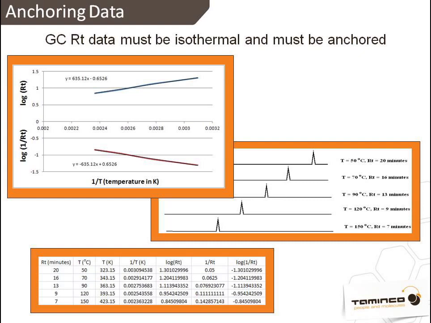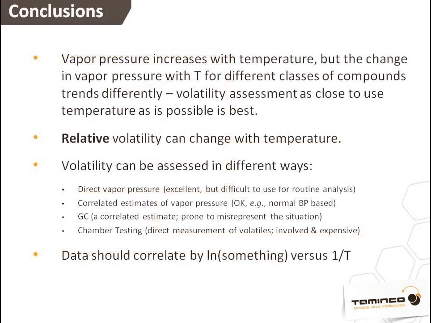So then, in conclusion, I would say that vapor pressure increases with temperature. We know that. But the change in vapor pressure with temperature for different classes of compounds trends differently. And volatility assessment as close to the use temperature as is possible is the best option. Now, relative volatility can change with temperature. That's well known. Chemical engineers use that effect all the time in many different separation processes practiced industrially. But it should perhaps be appreciated when one is considering establishing a threshold for VOC. If one's using very high temperature volatility data and correlating that to effects that they assume will be occurring closer to room temperature.